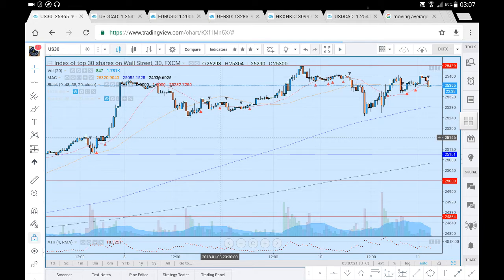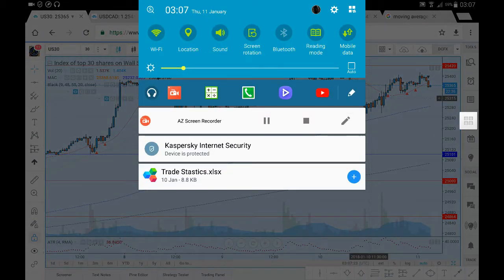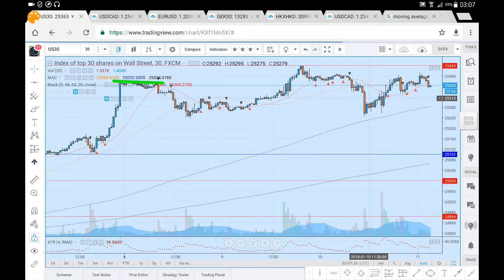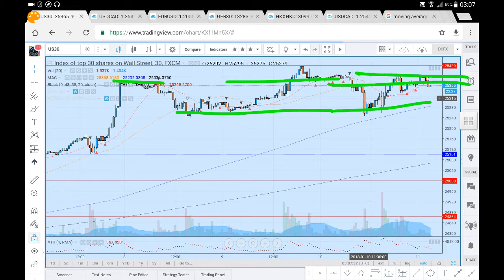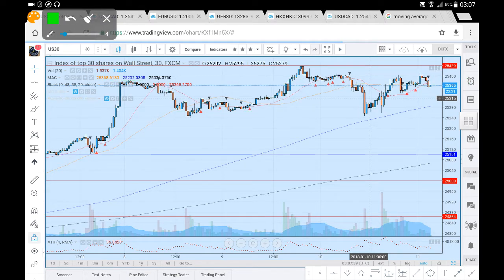Now, what we can see here is a bit of a trading range developing on the US 30. We've seen this move upwards. We've seen a rejection of 25,439. We've had a pullback, not quite down to the 200 period moving average. We've had a brief move upwards, pullback, brief move upwards, and another pullback.